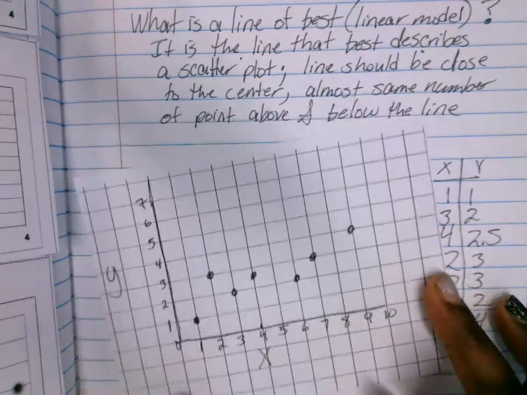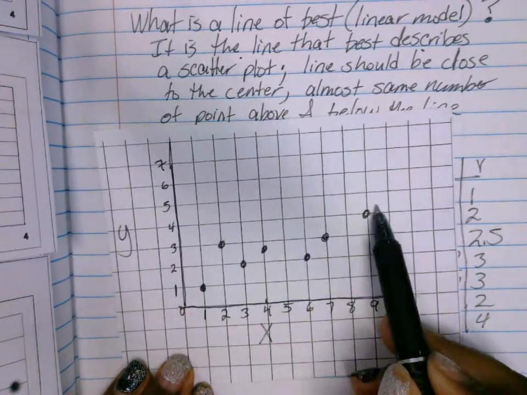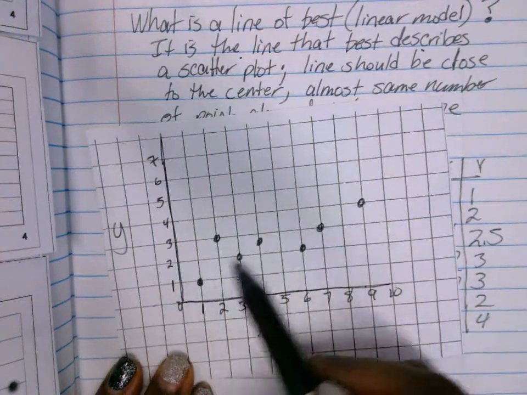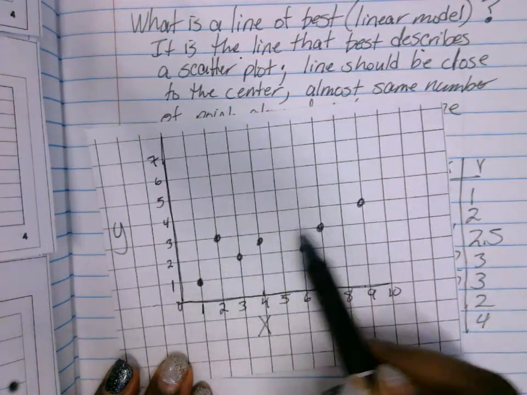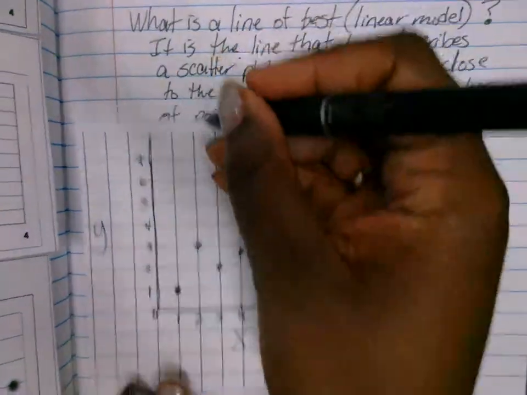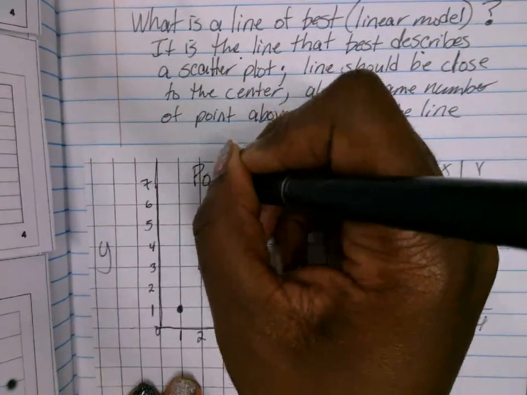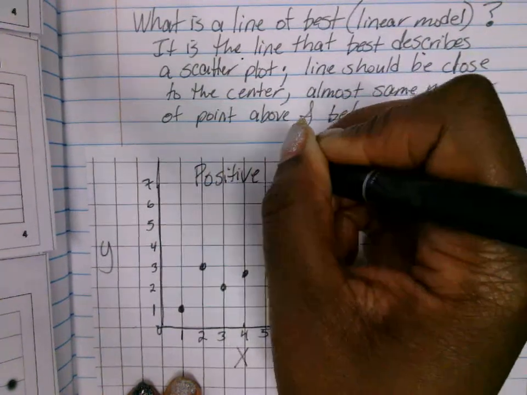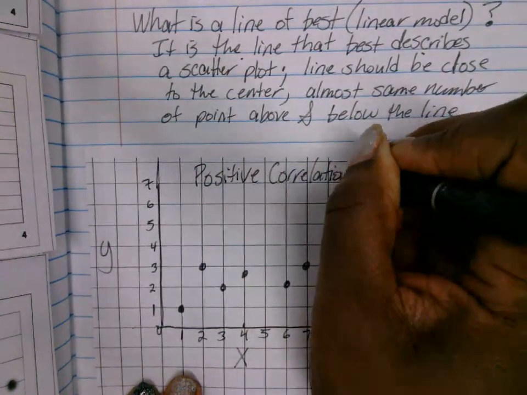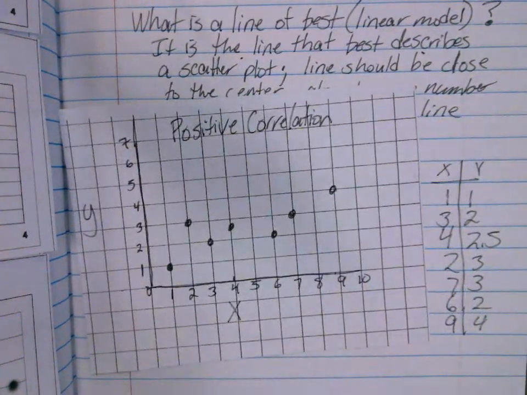This is a positive correlation because on an average, as x is increasing, y is increasing. This is the range that these points are in. This is a positive correlation. Now I'm going to draw a line of best fit.